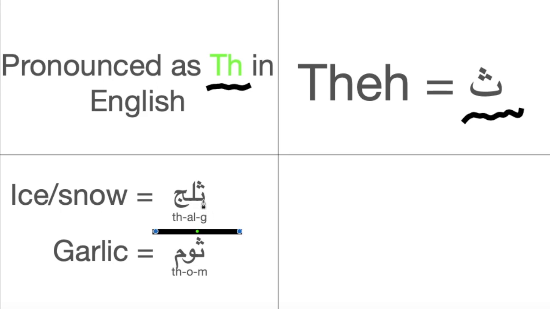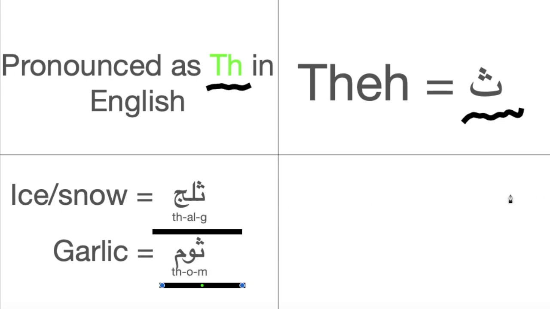Thelg is th, lam, jim. The second word is thom. Th, waw, mim. Thom means garlic. So we have thelg and thom, which start with th.